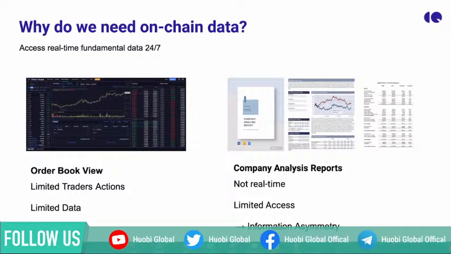And in the stock market, there are analysis reports, but that's not enough either. It's not real time, it's given quarterly, and there's limited access to it. You need to pay a lot of money or you need to be related to the company. So there's definitely an information asymmetry. But on-chain data solves both of these problems.